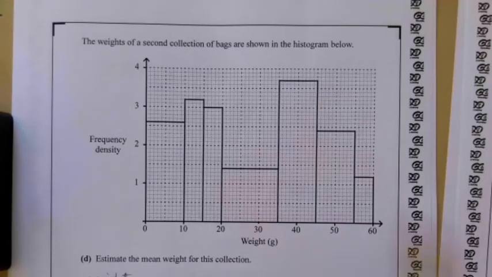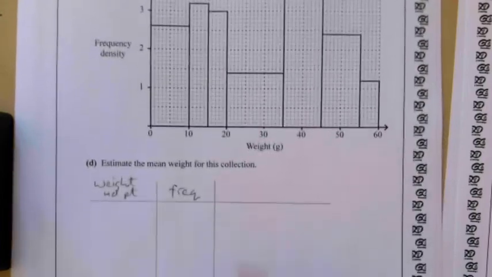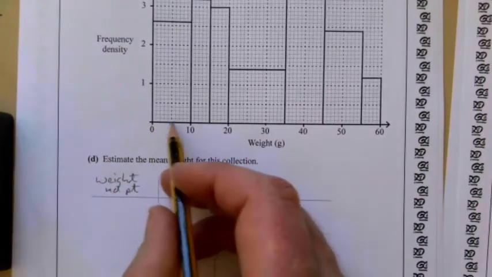Part D then says the weights of a second collection of bags shows the histogram below, and we have to find an estimate for the mean weight for this collection. So what are we going to do? We need to write out our groups. You nearly work backwards towards our table. That one's going to be 0 to 10, then 10 to 15, 15 to 20. But effectively we're going to end up taking the midpoints of each of those whenever we're working out our estimate for the mean. So down here I've written my weights of what they're going to be.